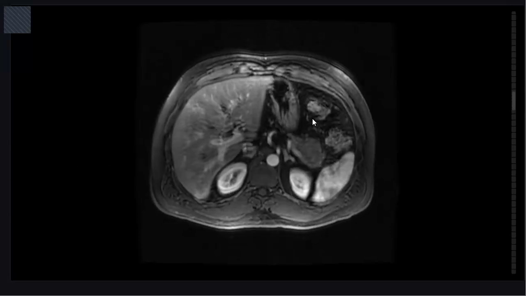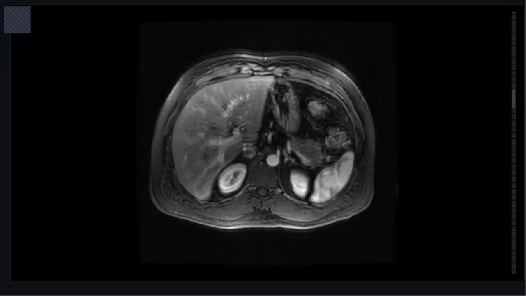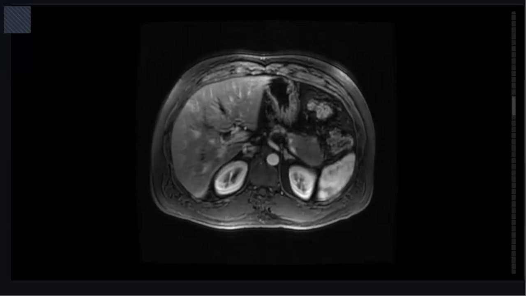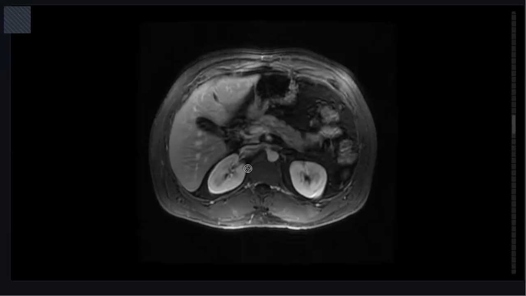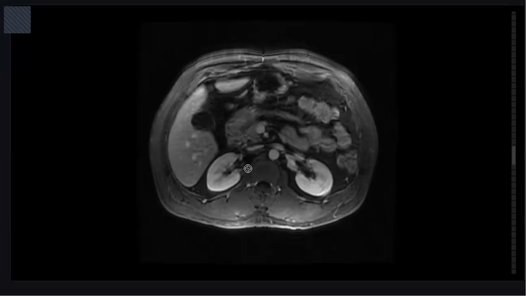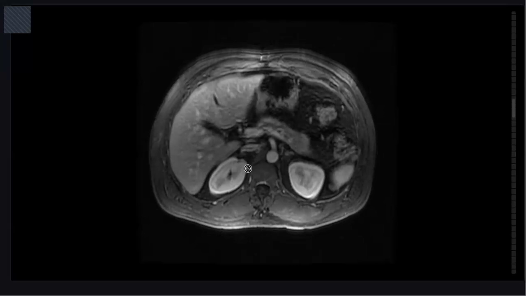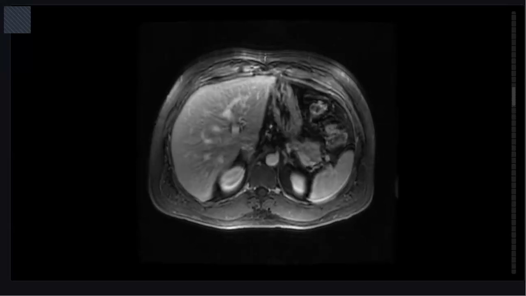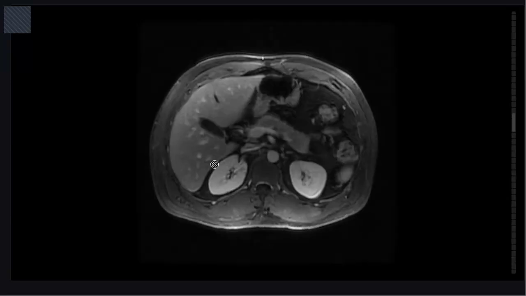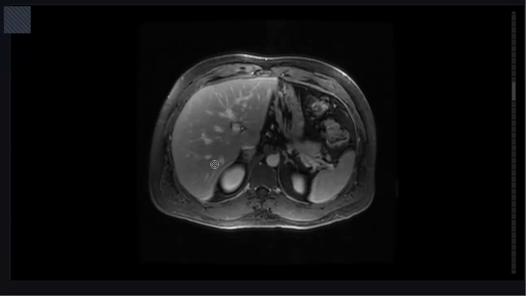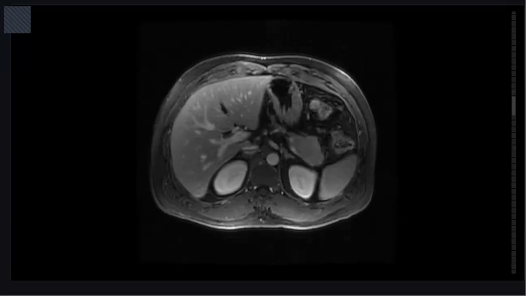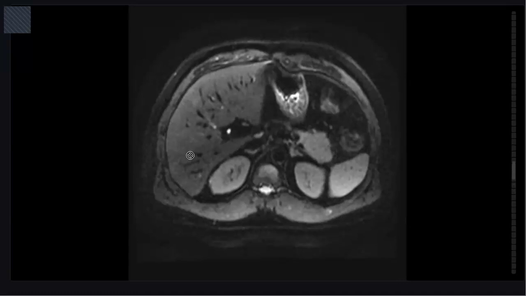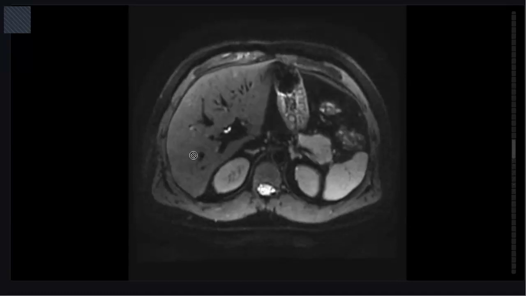This is post contrast. I'll show you the sequences on the same region, and then the arterial phase. This is the portovenous phase. And this is the delayed phase. And this is the diffusion.